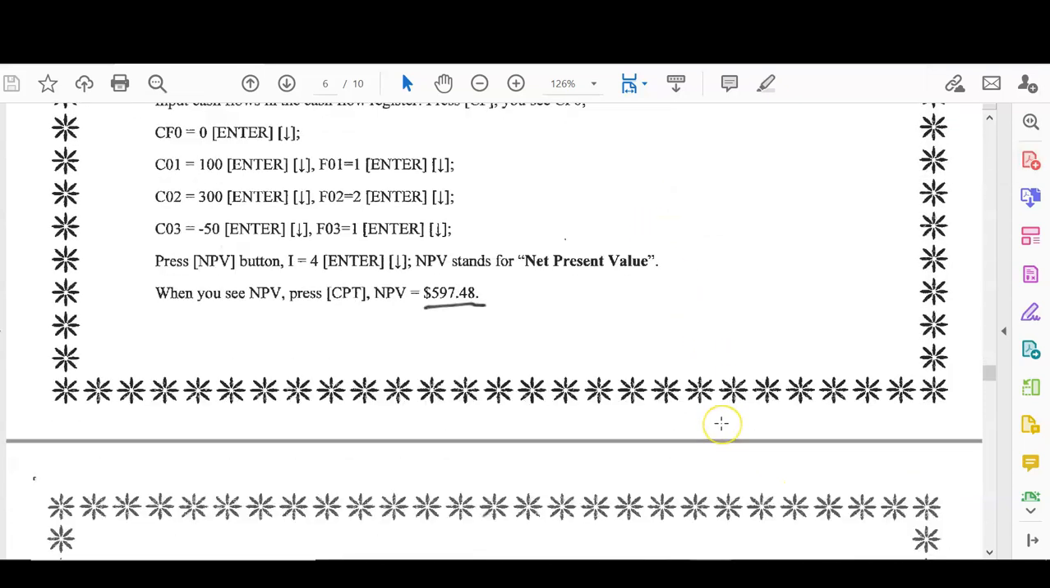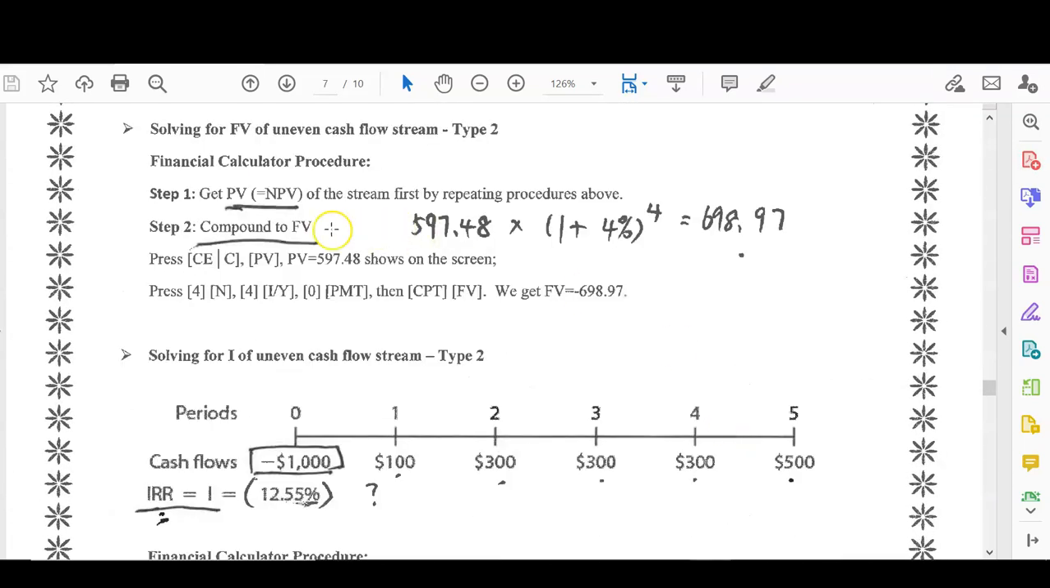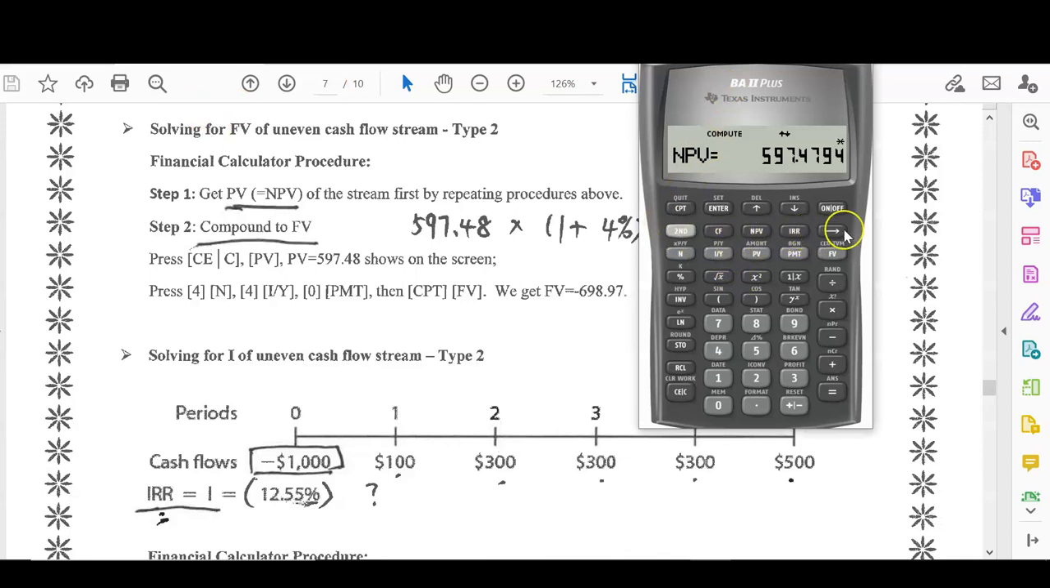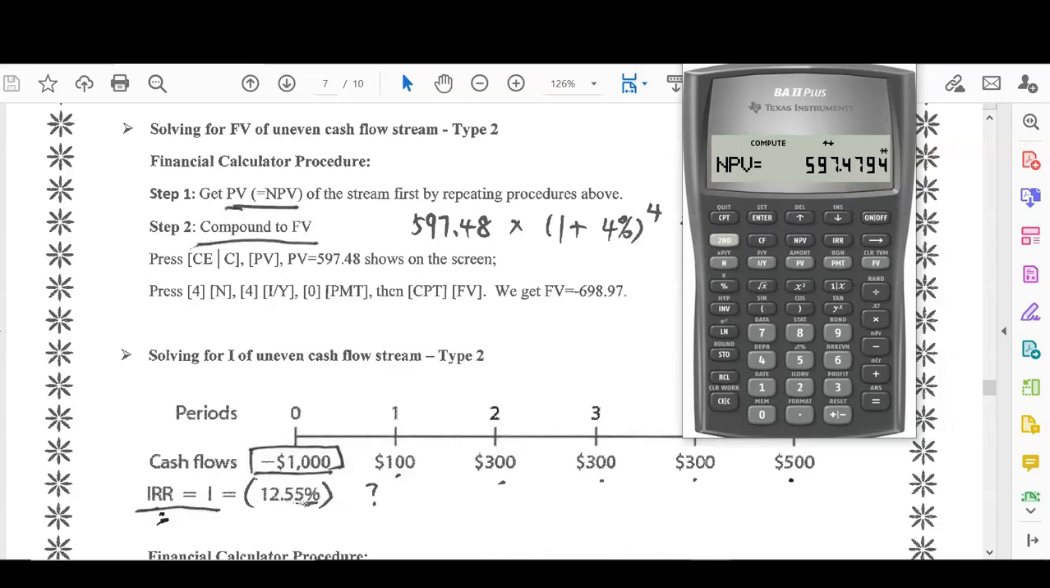Okay, so that's uneven cash flow. What if we want the future value? We do not have a future value of uneven cash flow sign here, so the only way you can do it is to calculate its present value first, like how we did. We have to go through the first step if we want the future value. And then this amount is how much the uneven cash flow is worth at time 0. Now we need to compound it to time 4, after all the 4 years. So we get the future value.